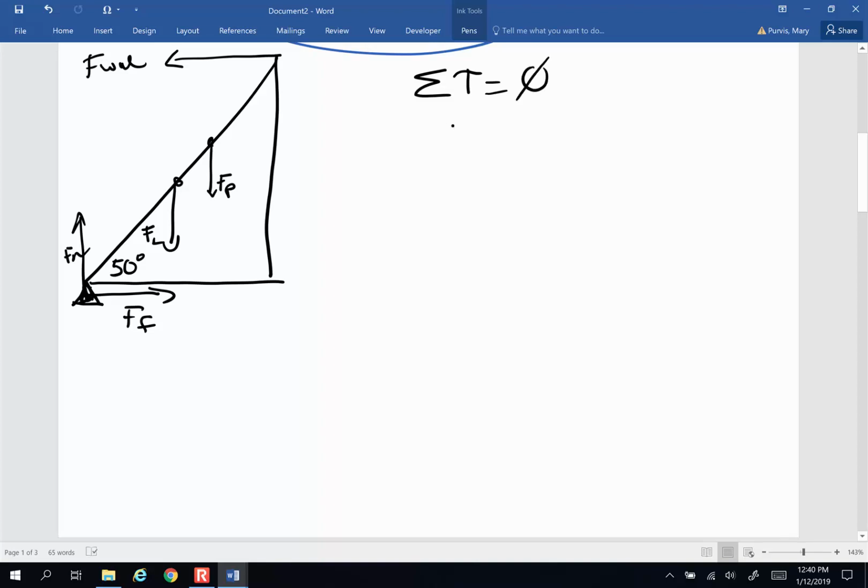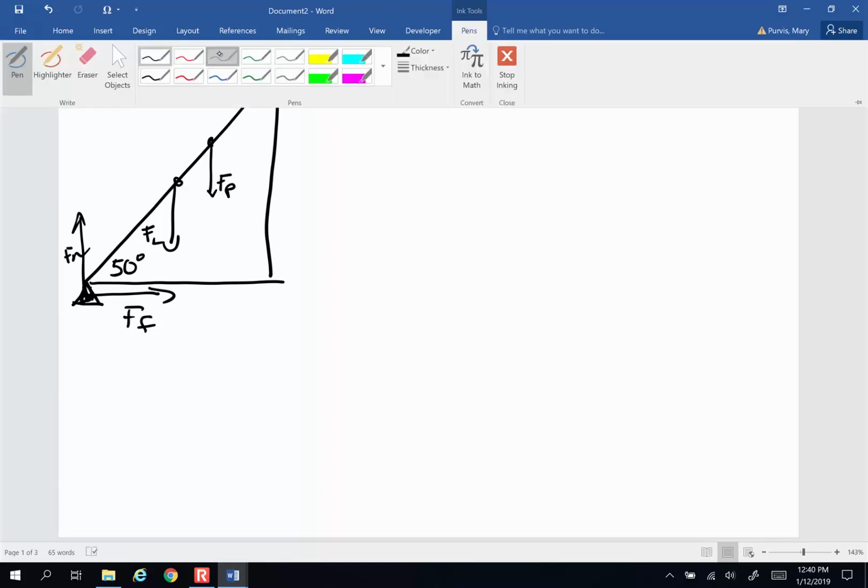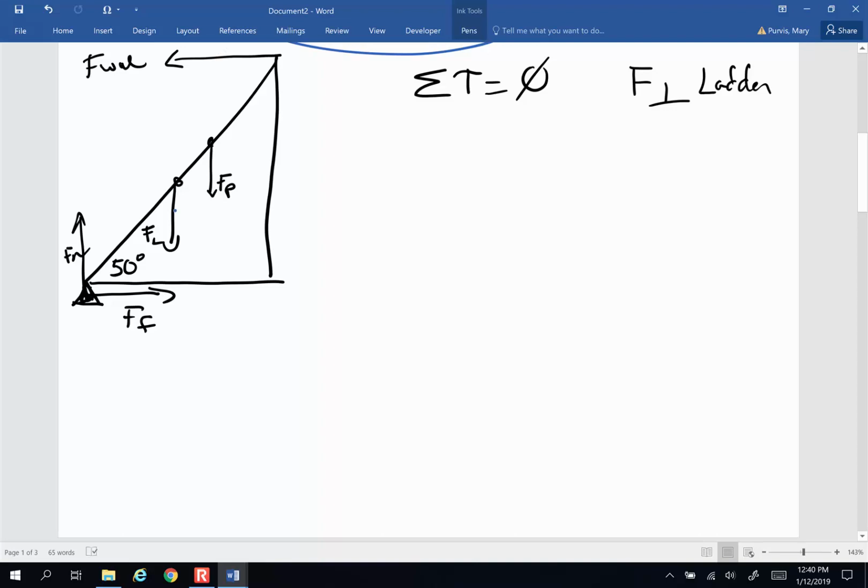Now, these are torques on the ladder. And to do that, I need the component of each one of these forces that is perpendicular to my lever arm, and my lever arm is my ladder. So I'm going to change colors, and I'm going to start drawing some little triangles.